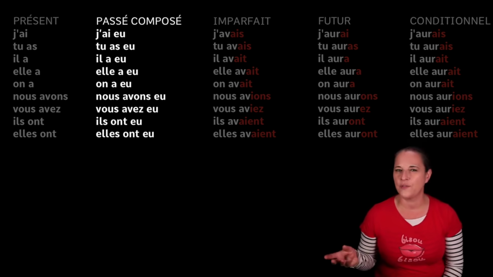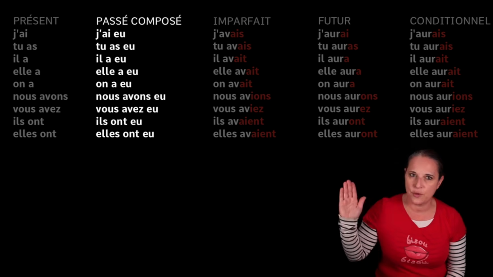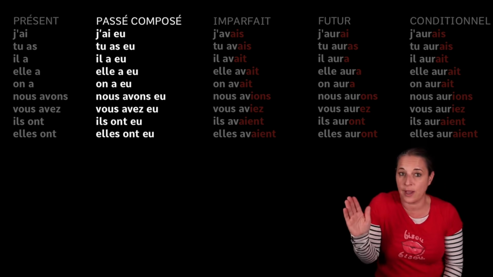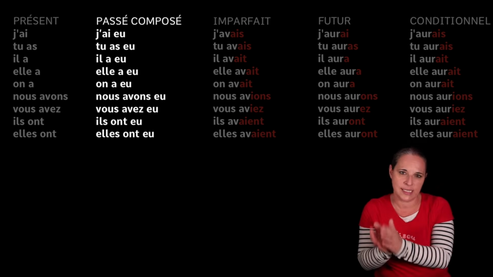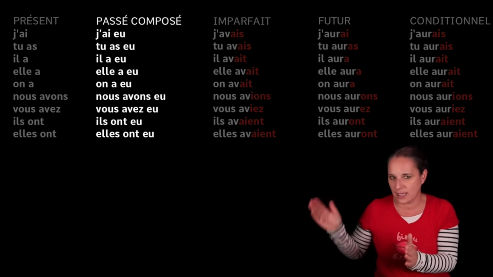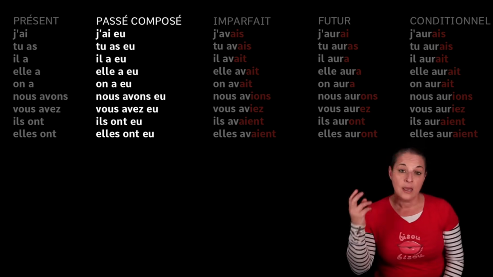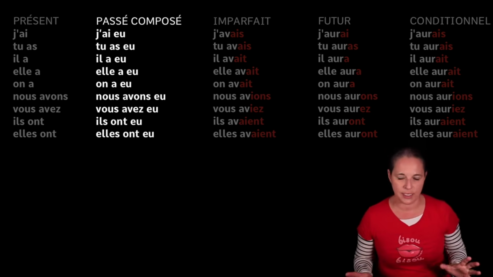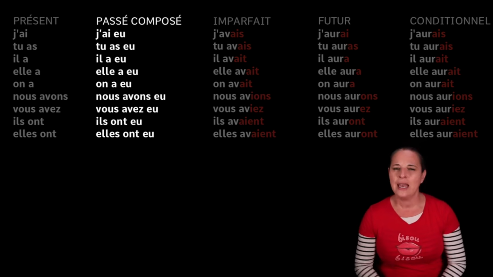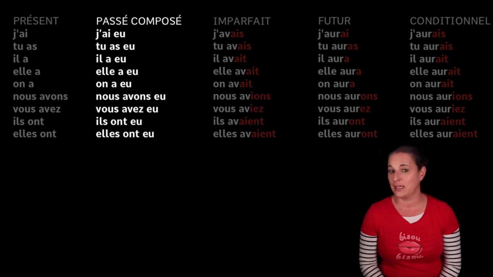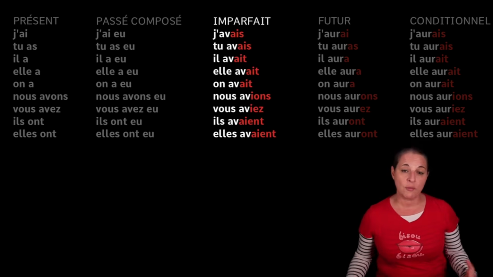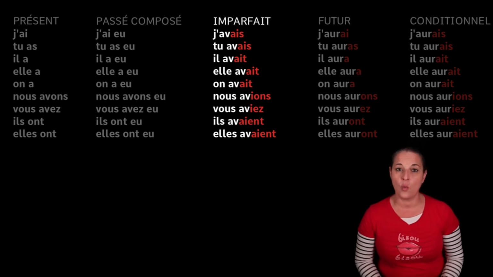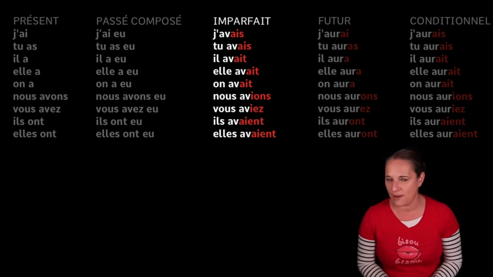So basically, if you look carefully, we have used the present tense of avoir and we've used it as our auxiliary in order to conjugate it in the passé composé. Avoir in its past participle is eu. That is weird, but you need to learn that. Let's have a look at what it looks like in the imperfect tense. So, we want to say I had or I was having or I used to have, okay?